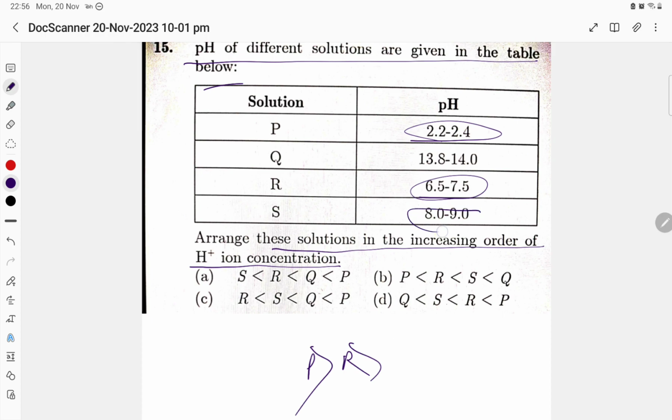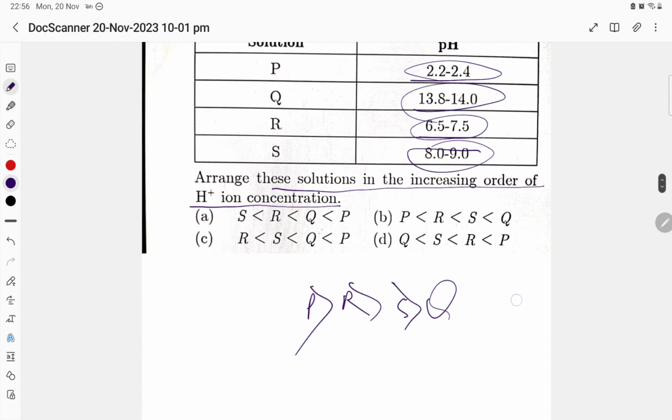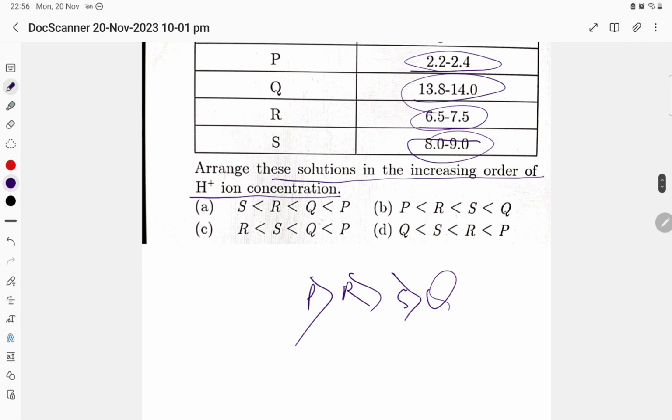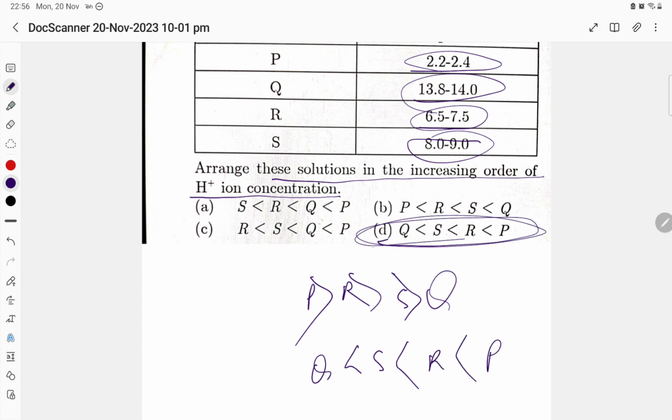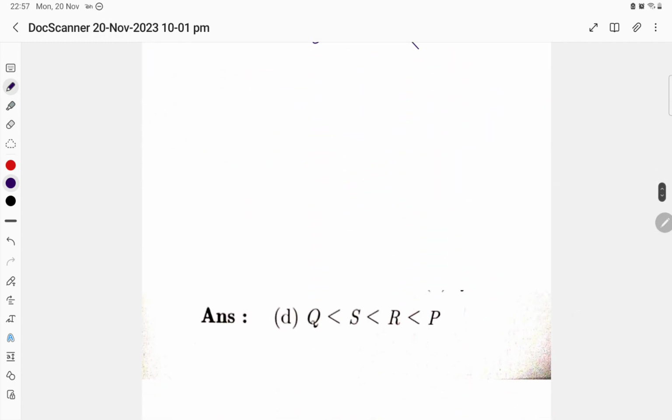And next one, then it will give S, and lastly it will be Q. So they are asking the increasing order. So Q, S, R, P. Check. Q, S, R, P. Option D is correct.